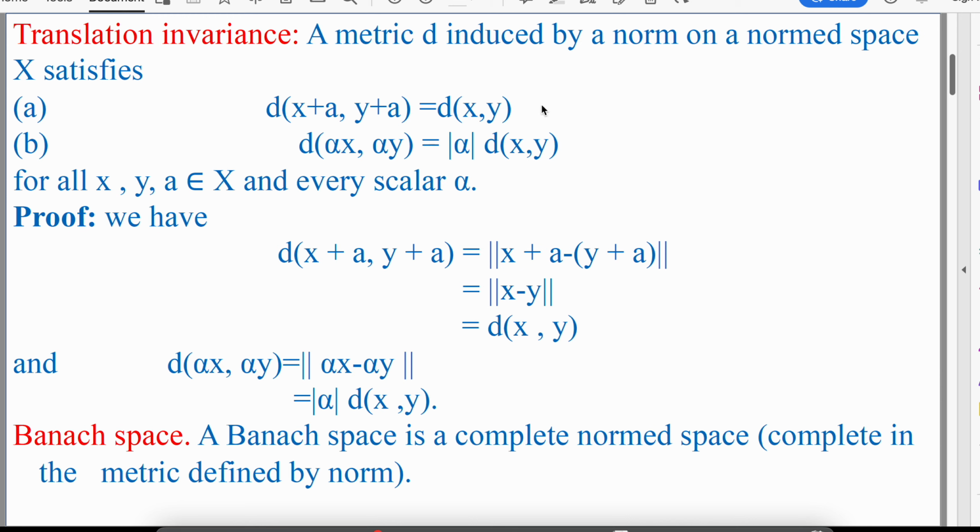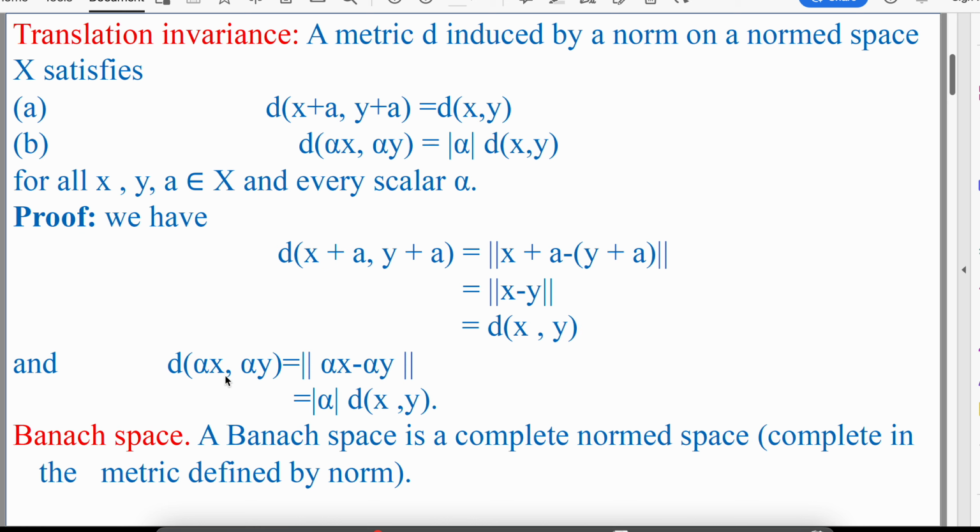So let us prove these concepts. We know that distance between x plus a and y plus a is equal to norm of x plus a minus y plus a by the metric defined on norm, because metric on norm is defined as d(x, y) equal to norm x minus y. So x plus a minus y plus a. If you open these brackets, a and a will cancel out, so we are left with x minus y. This is nothing but the distance between x and y.